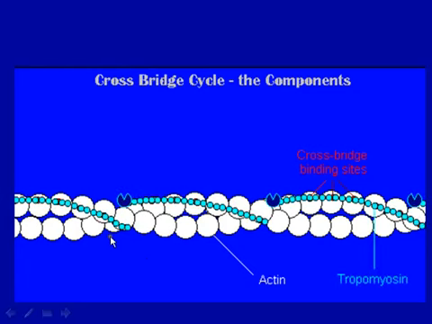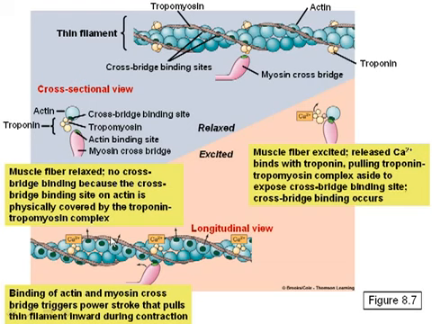So tropomyosin, you said when actin and myosin can't bind, the muscles relax. If tropomyosin is in place, you can't contract. Calcium has to be present and move that out of place.